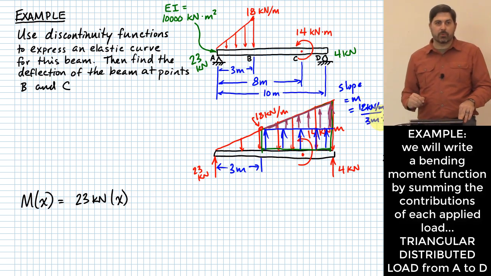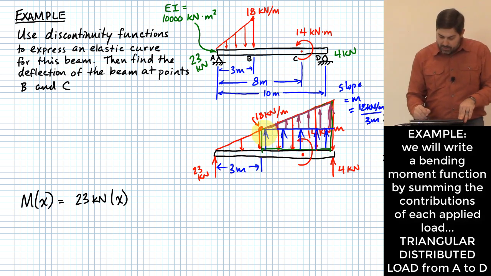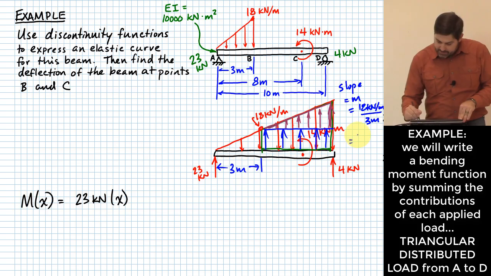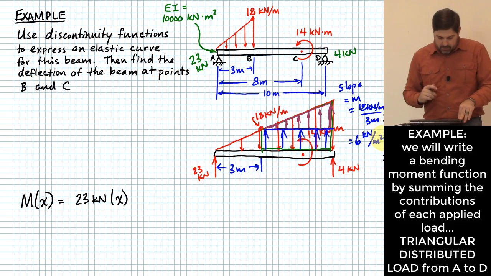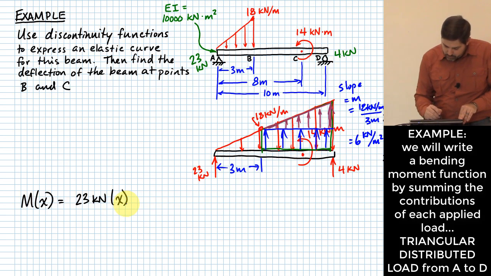Slope is rise over run. Our rise over 3 meters is 18 kilonewtons per meter. So if we do 18 kilonewtons per meter divided by 3 meters, it gives us this slope m. And so that basically is 6 kilonewtons per meter squared. With me? Okay. So 6 kilonewtons per meter squared is m.